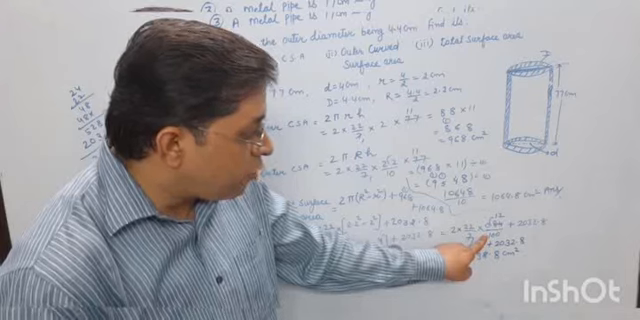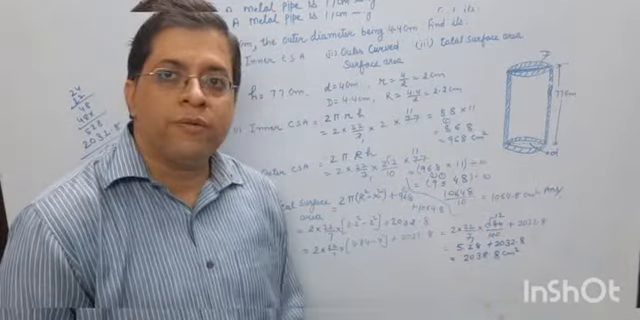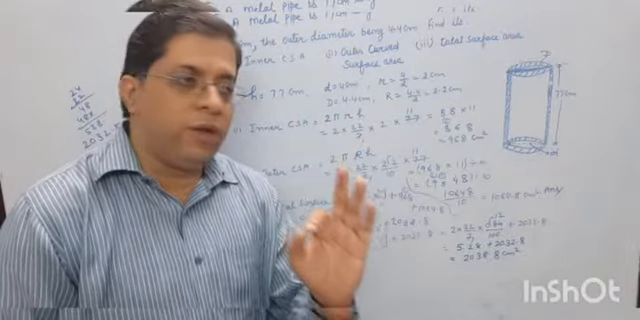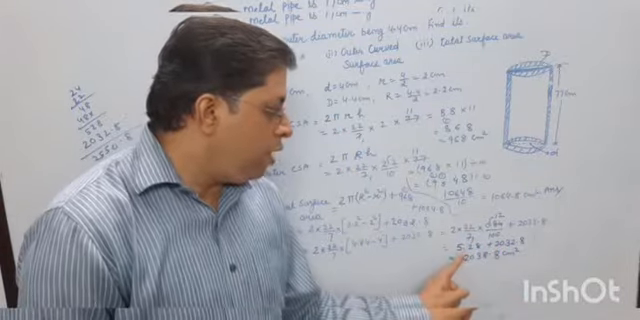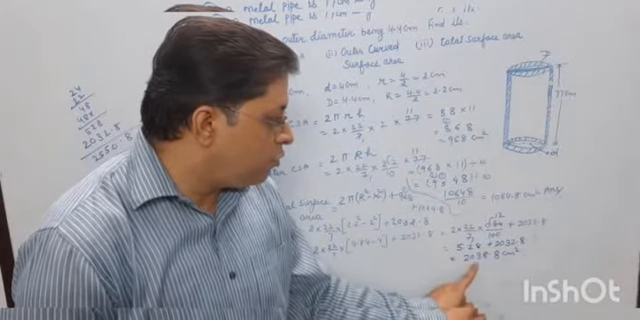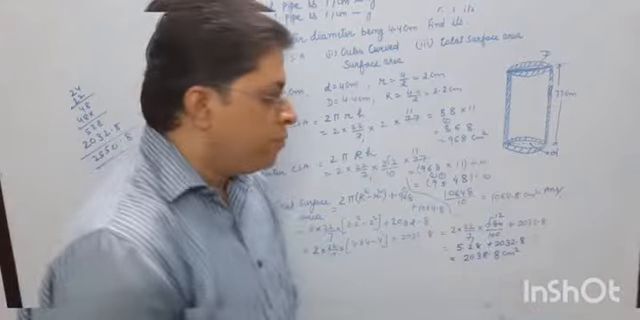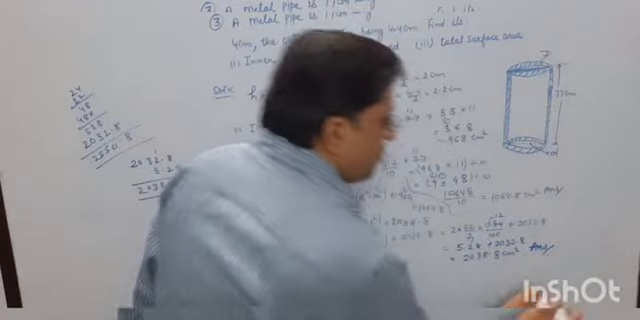But what is the denominator? 100. Then what will come? 5.28. Now add carefully. Here is 2032.8 and you have to add 5.28. Then at last you will get 2038.08 centimeter square, and this is your answer.